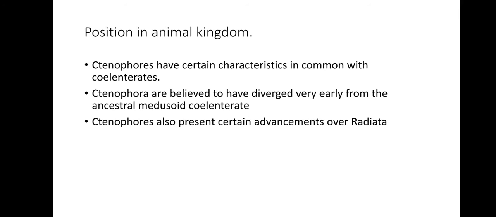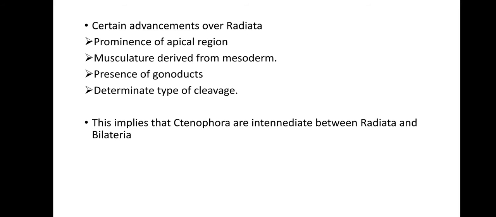Radiata means the one which shows radial symmetry, isn't it? So they have advanced features than those radiata. Now what are those advanced features? If we have to name some, there is a prominent apical region in case of these Ctenophora compared to Coelenterata, and then their musculature is derived from mesoderm. That's why we call them triploblastic. Coelenterata is diploblastic, but here some part of the body is also developed from mesoderm. So that is one more advanced feature over radiata.